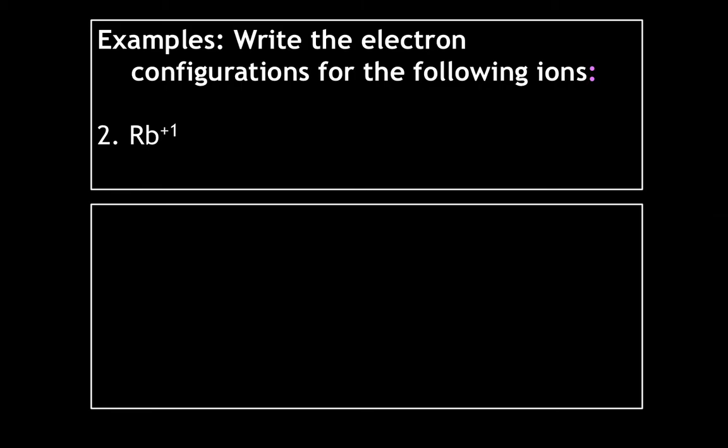So the electron configuration for the rubidium ion with a +1 charge is 1s2, 2s2, 2p6, 3s2, 3p6, 4s2, 3d10, and 4p6. Now, if the test asks you for the noble gas configuration of rubidium, okay, you just go up all the way to the right, and you have krypton. That is your noble gas configuration. It is isoelectronic with krypton, okay?